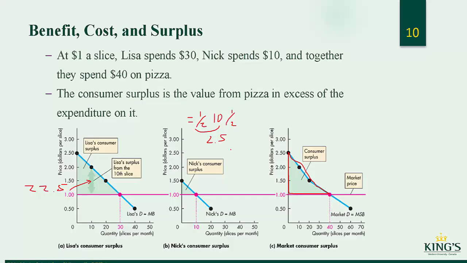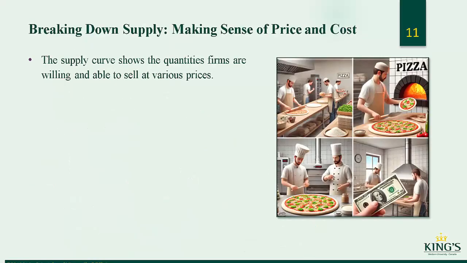And so the total consumer surplus then would be 22.5 plus Nick's 2.5, and then we would end up with $25 as the total consumer surplus in this market. Okay, so now let's switch over to the supply curve.